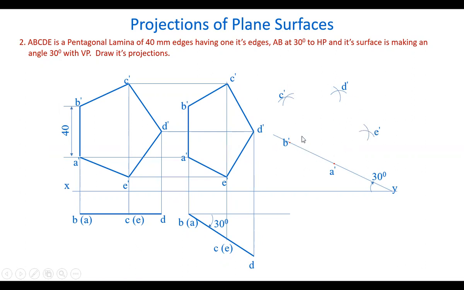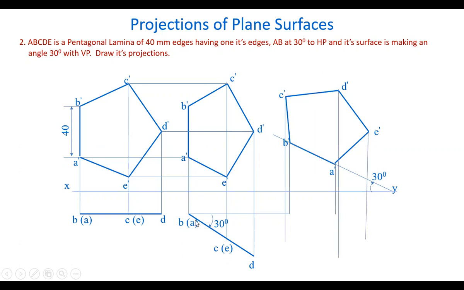Join them by straight lines. We get the front view. Now we have to draw the top view here. To get the top view, draw projectors from all the points and draw horizontal lines from these points here and get the intersection points. Mark them A, B, C, D, E. Join all the points by straight lines. We get the top view. So here, this is the final front view and final top view. Final projections of the plane lamina, its surface making angle with both the planes.